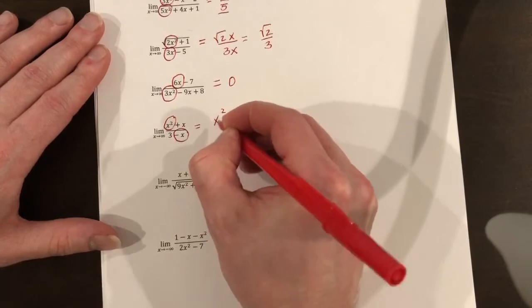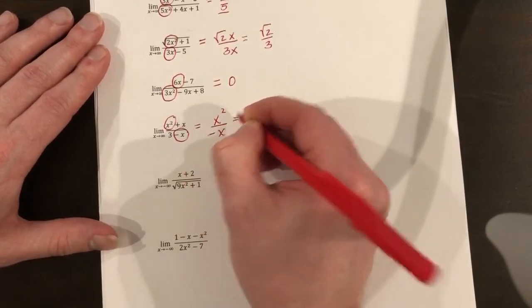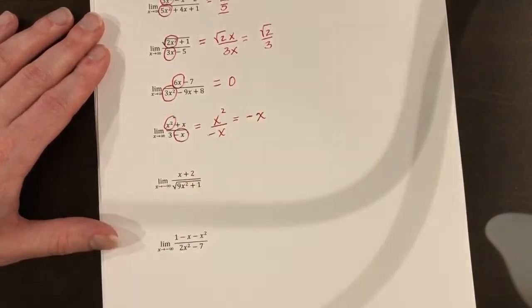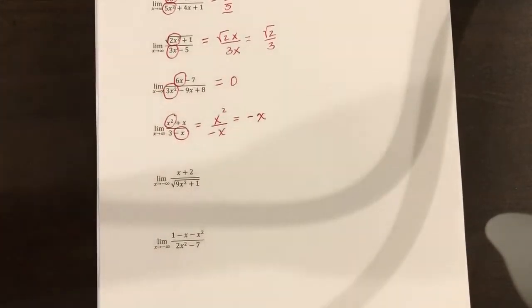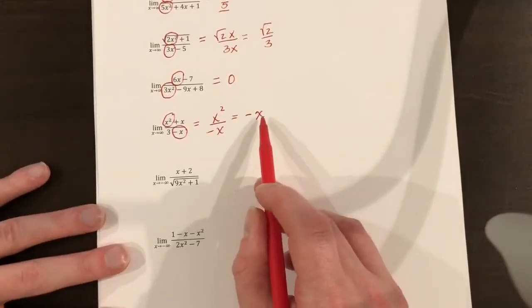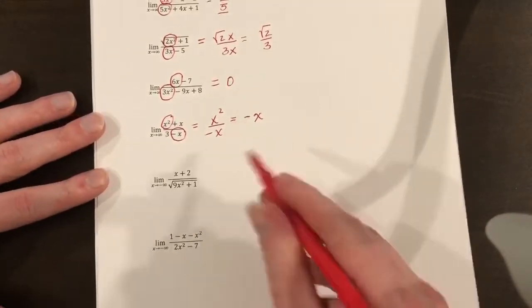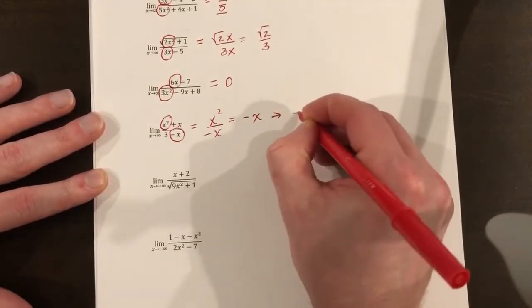Okay. So when it's top heavy, we haven't seen this before. We're going to take the highest power on top, highest power on bottom, and we're going to divide it out. Okay. x squared divided by x is 1x, and then you're left with a negative on the outside. Now, if I pick a large number, say I picked 100 and plugged it in here, you would get a negative 100, right? So this thing's going to go to negative infinity.